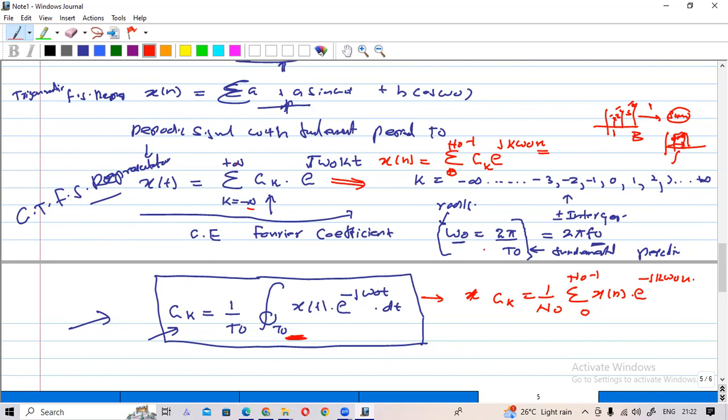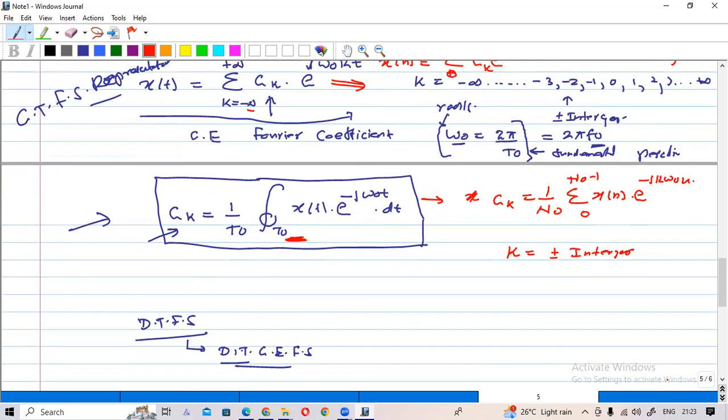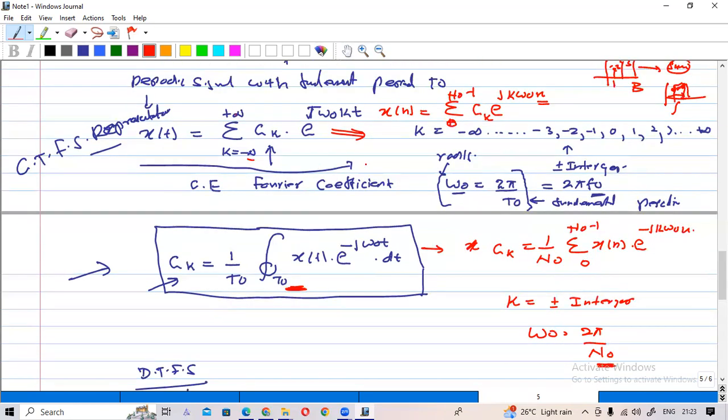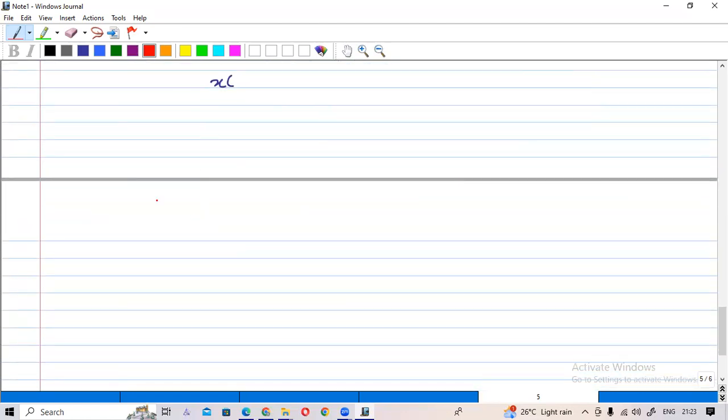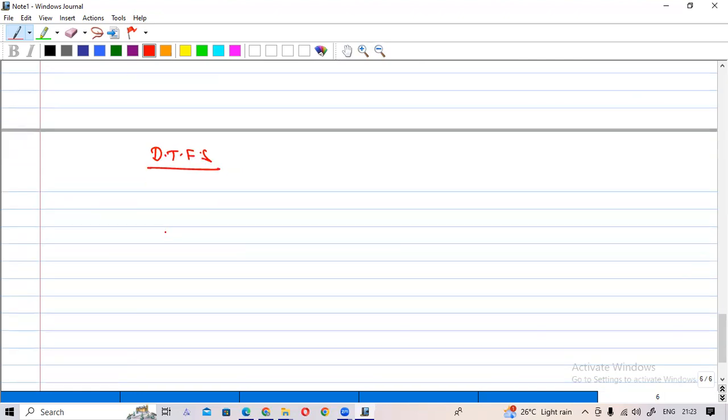So this is the discrete time Fourier representation. In the same manner, k is a plus or minus integer, and this omega naught is equal to 2 pi divided by N naught. This N naught is the fundamental period. So you have to add the components from 0 to the fundamental period minus 1. That is enough. So that is the discrete time Fourier series.